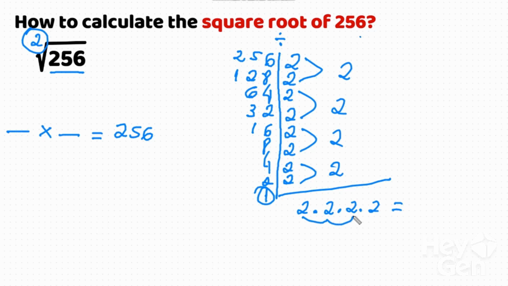4 times 2 is 8. 8 times 2 equals 16. Therefore, the square root of 256 is 16. That's because when we multiply 16 by 16, the result is 256. So these are the two ways you can use to calculate the square root of 256.